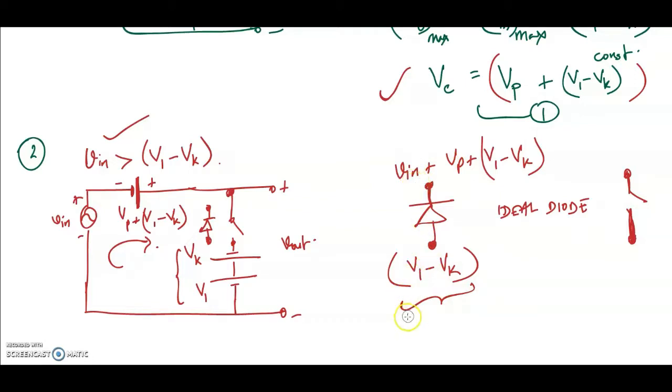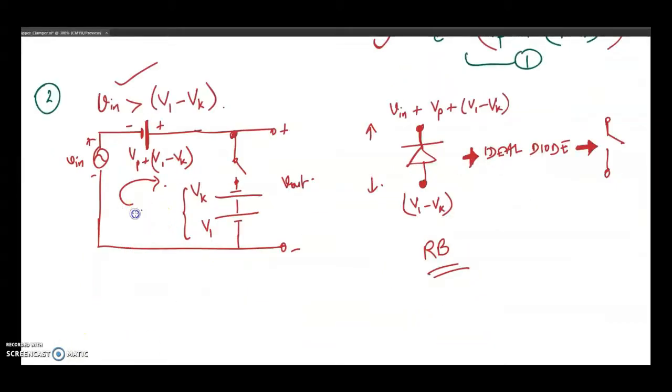If it is greater than V1 minus Vk, then the voltage at N is greater and the voltage at P is less, meaning the diode is reverse biased. Do you get that? Now that we understand the diode is reverse biased, let us write the loop equation as always. The loop equation I'm going to take in this direction as I have shown here.